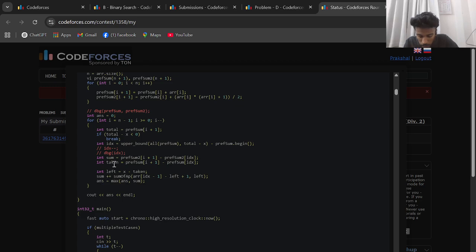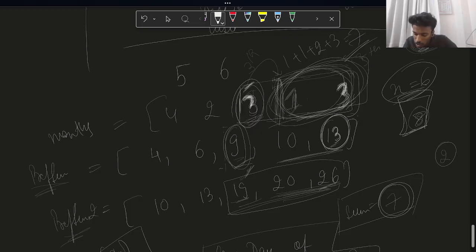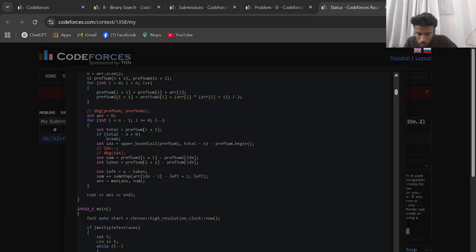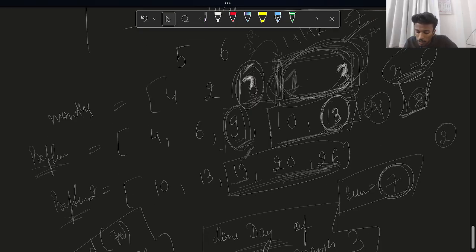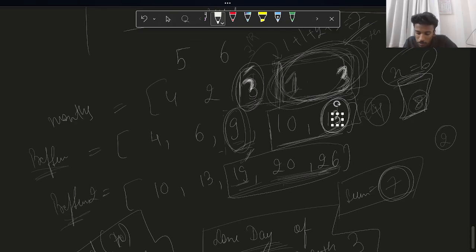Okay, and finally, these are the number of days I have already taken. The taken variable contains the number of days I have already taken. How do I calculate this? Simply use the prefix sum array. So how many days have you taken? 13 minus 9, so a total of 4 days are already taken. We wanted to take 6, so subtract this. The number of days left is x minus taken. So 2 days are left, and those 2 days I want to take from the third month.